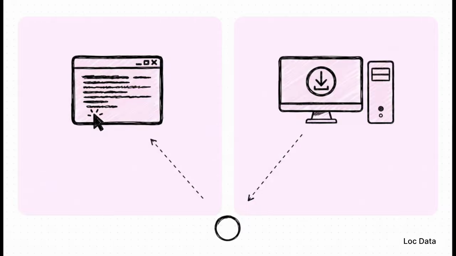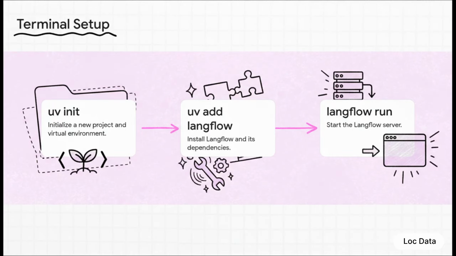For this walkthrough, we're going to go with the terminal method just so you can see exactly what's happening under the hood. Seriously, it's just 3 quick commands. First, uv init. That just gets your project started. Then, uv add langflow, which pulls in everything it needs. And finally, langflow run. Boom, the server is live. You just pop open your browser and you're staring at a beautiful blank canvas, totally ready to go.